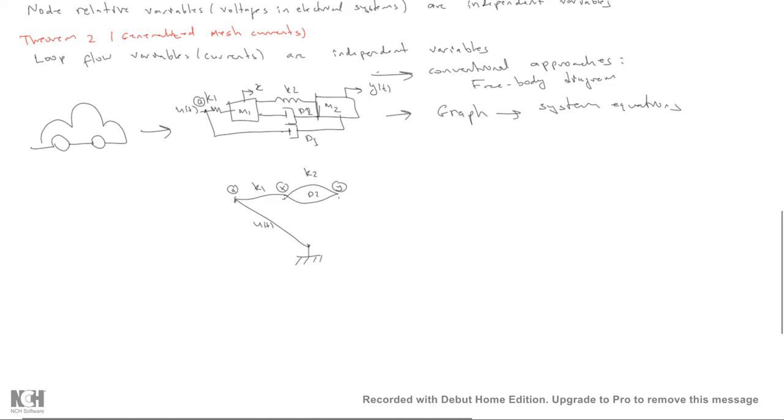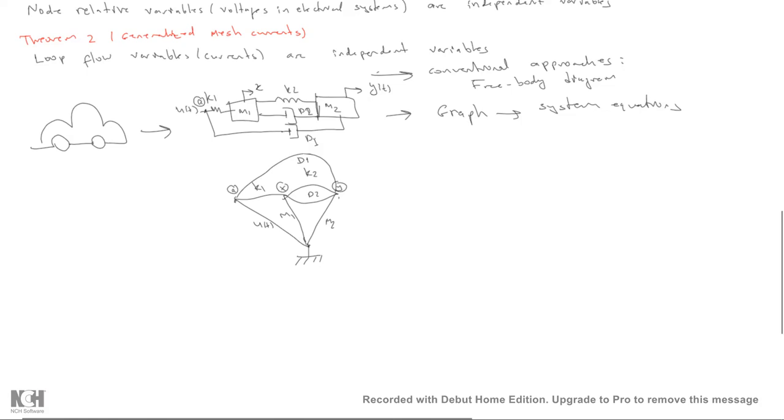At X, with respect to the inertial frame, I have M1. The mass is always defined with respect to the non-moving coordinate frame, the non-moving node. M1 is defined with respect to the inertial frame, and M2 is also defined with respect to ground. Between A and Y, I have another component, D1. Now we have a graph view.